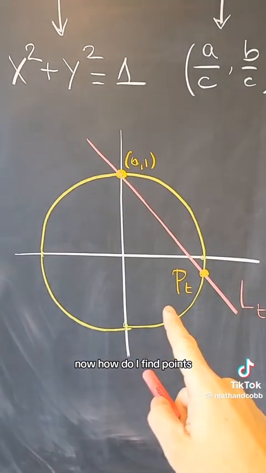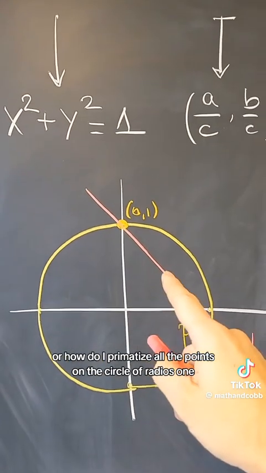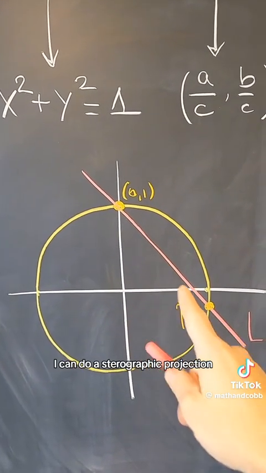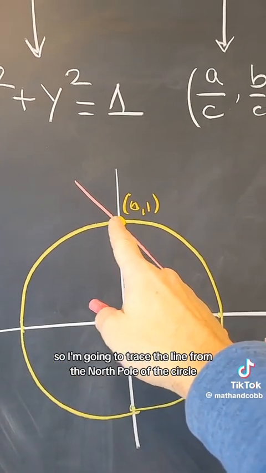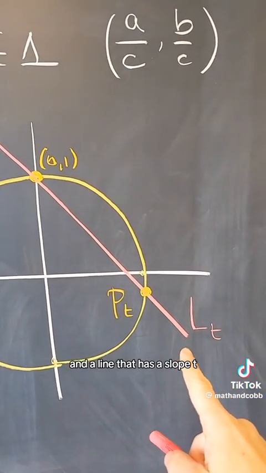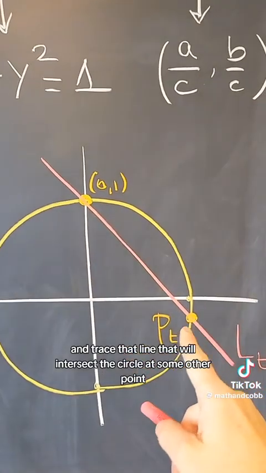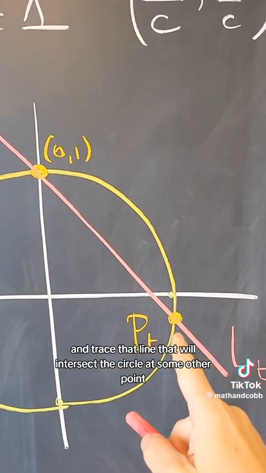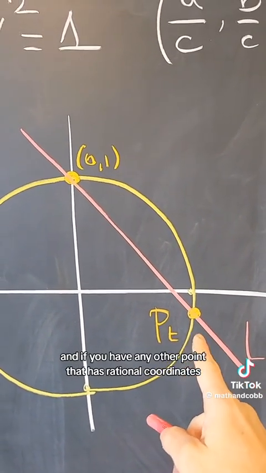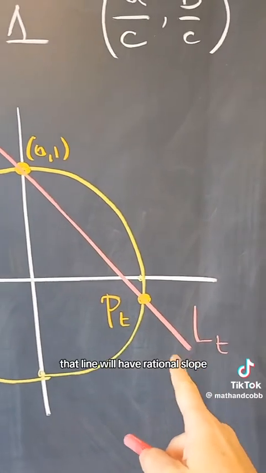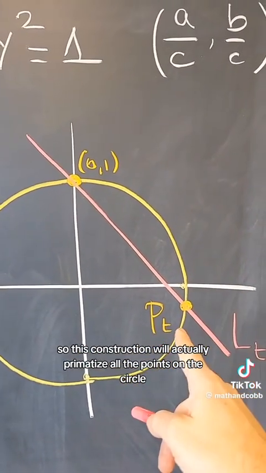Now, how do I find points, or how do I parameterize all the points on the circle of radius 1? I can do a stereographic projection. So I'm going to trace the line from the north pole of the circle with a slope t, a rational number t, and trace that line. That will intersect the circle at some other point. And if you have any other point that has rational coordinates, that line will have rational slope. So this construction will actually parameterize all the points on the circle.